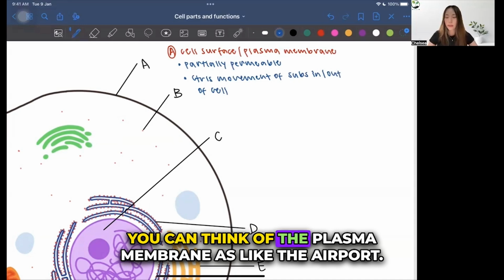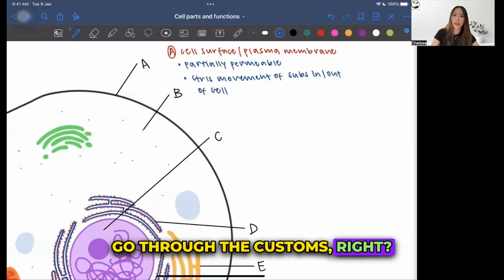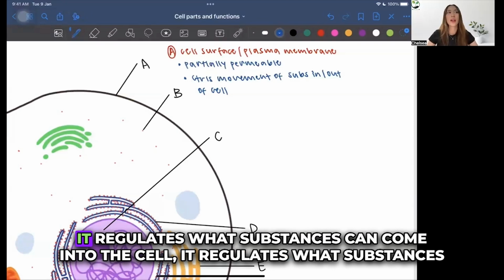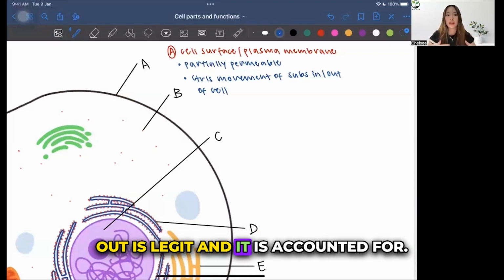You can think of the plasma membrane as like the airport. So when you first come from overseas back into Singapore, you have to go to the customs, right? And that's where you get your passport chopped. So you can think about your plasma membrane as like the customs. It regulates what substances can come into the cell. It regulates what substances can leave the cell to make sure that whatever is coming in, whatever is coming out is legit and it is accounted for.